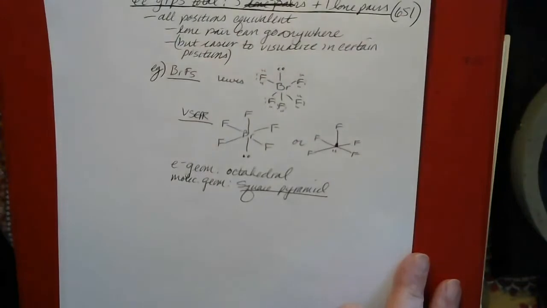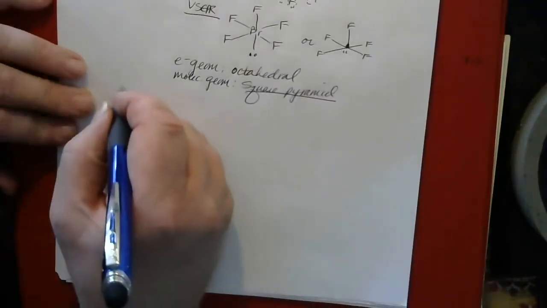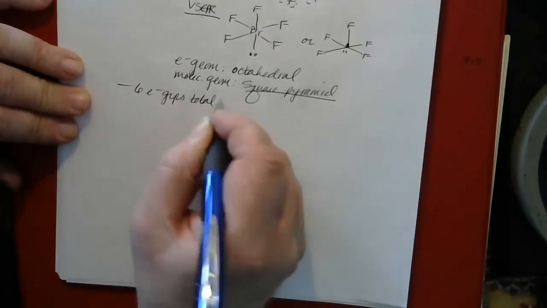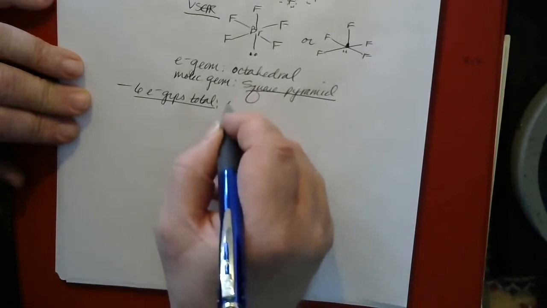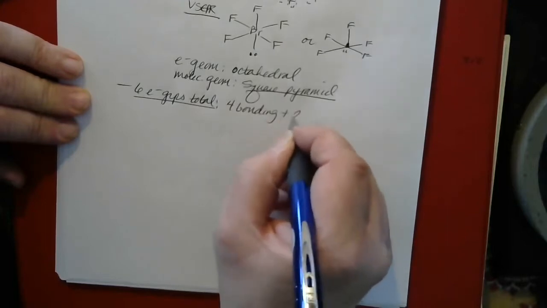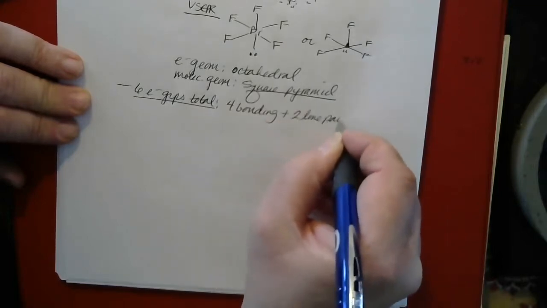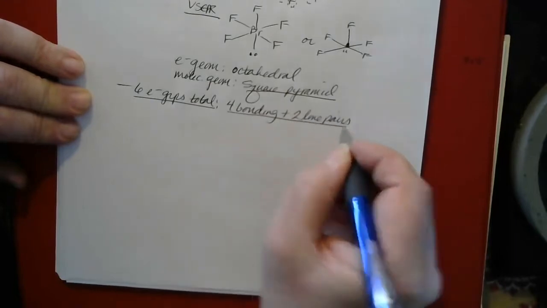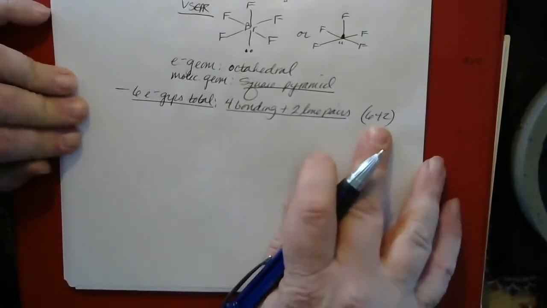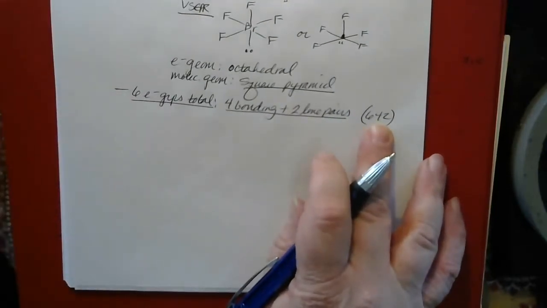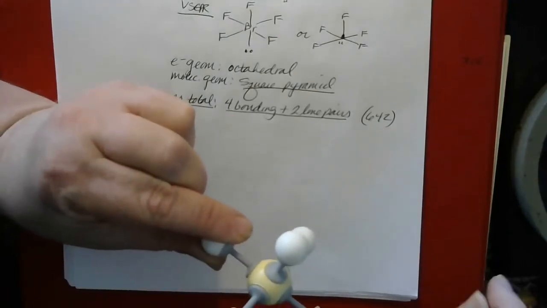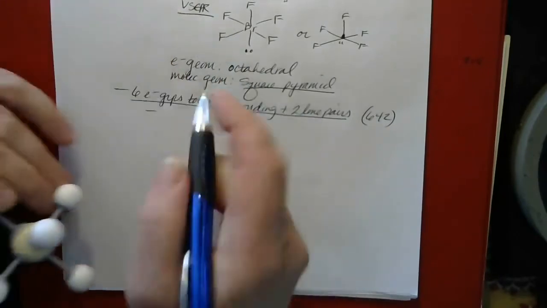Okay, further possibilities. What if you have six electron groups total, and 4 of them are bonding groups and 2 are lone pairs? Or in other words, 6, 4, 2, according to the table. Actually, when a second lone pair enters, the position does matter.